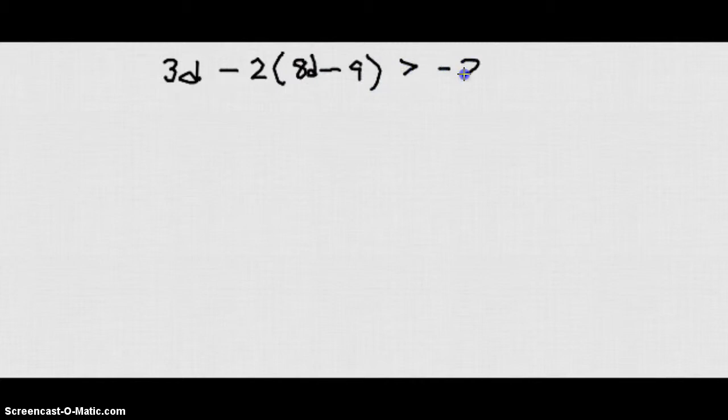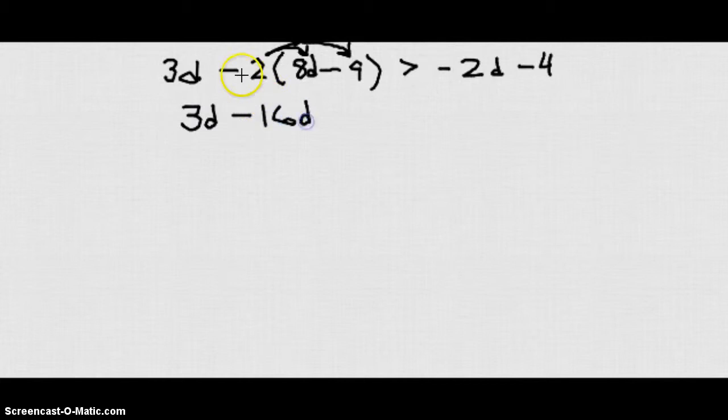Alright, let's say we have 3d minus 2 times the quantity 8d minus 9 is greater than negative 2d minus 4. Again, always distribute when you see grouping symbols like parentheses. We get 3d minus 16d. Remember, we're distributing that negative 2 times negative 9, so we're going to get plus 18 is greater than negative 2d minus 4.